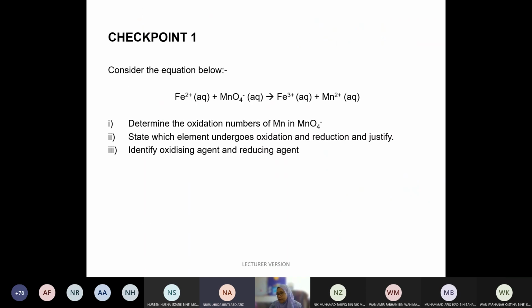Okay, checkpoint guys. Try this checkpoint. Any questions? Please do ask. Please try this checkpoint.